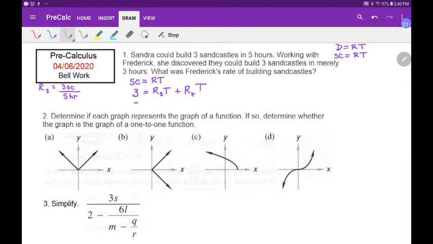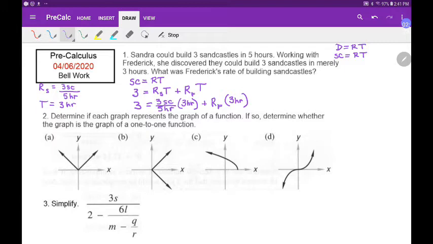And I know Sandra's rate. And I know 3 hours too, don't I? I know that T is equal to 3 hours. So I know everything except for one thing. So the rate of Sandra is 3 sandcastles per 5 hours. And I know that's times 3 hours. So the hours are going to cancel. And then I know the rate. I don't know the rate of Frederick, but I do know that when he was working with Sandra, it took 3 hours. So the only thing I don't know now is Frederick's rate, which we can find.